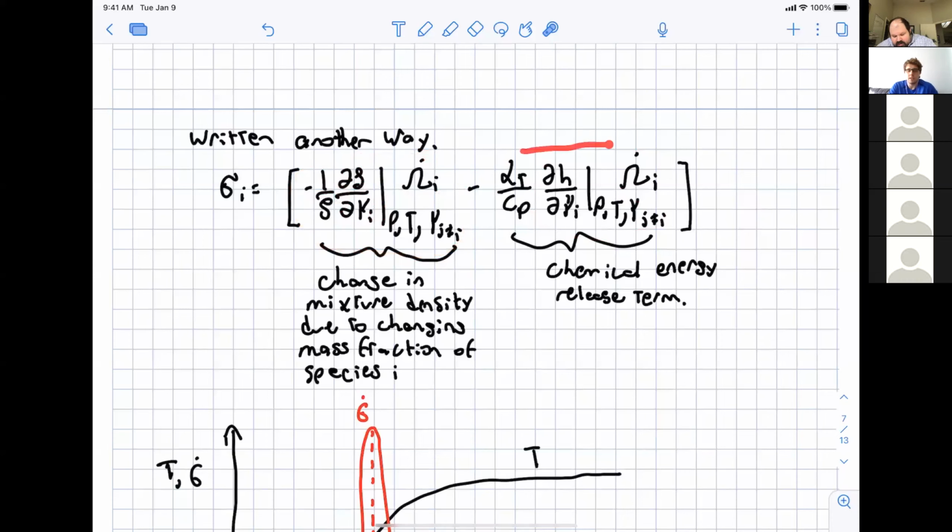And this term here is what you'd normally think of as the traditional heating term. As you have an exothermic chemical reaction, that's going to increase the temperature, and the increased temperature is also going to drive the density down, which is going to expand the flow and accelerate it behind the shock wave. Okay, so are there any questions with this?